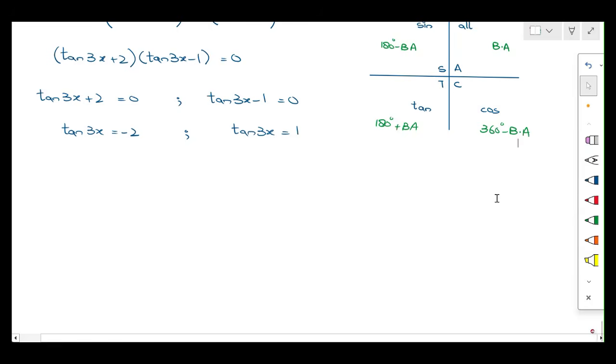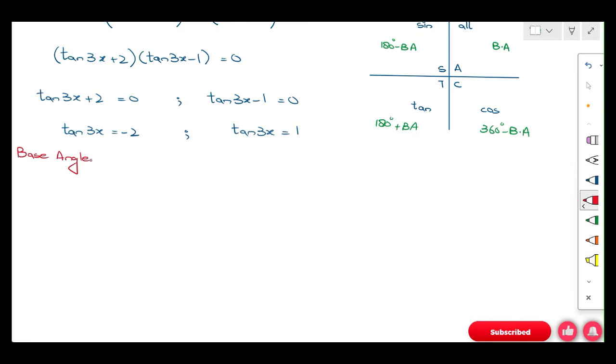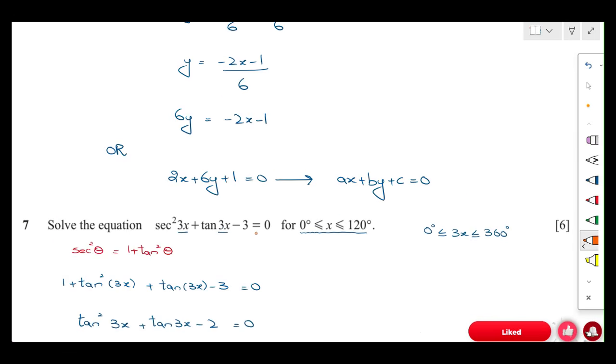So now let me figure out the base angles, or the principal value of the angle. Whenever we are dealing with base angles, keep in mind that we have to consider it positive. Now 3x equals tan inverse of not negative 2, but tan inverse of positive 2. And here 3x equals tan inverse of 1. Your calculator should be in degrees because in the question the domain is in degrees, right?